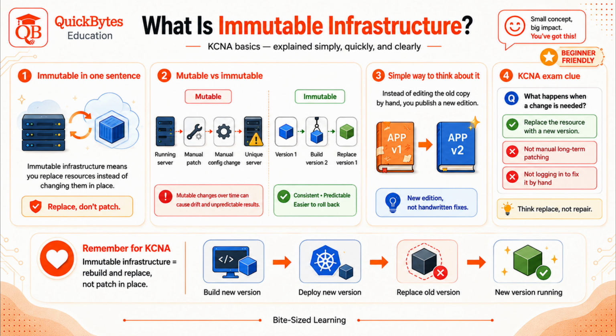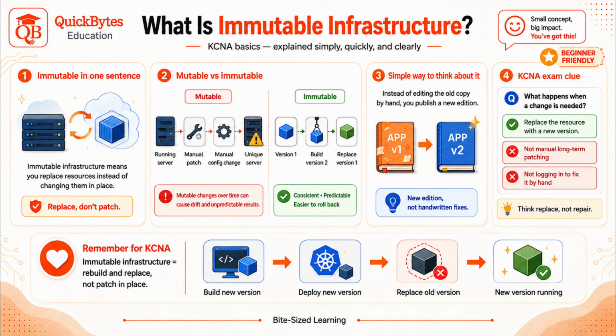Immutable means something does not change after it is created. So immutable infrastructure means that once a server, container, virtual machine, or workload is deployed, you do not manually change it in place. Instead, when you need an update, you create a new version and replace the old one. Think of it like a printed textbook. If one page has outdated information, you usually do not grab a marker and edit every copy by hand. You publish a new edition. That is the basic idea.